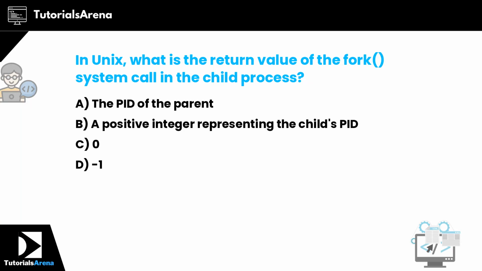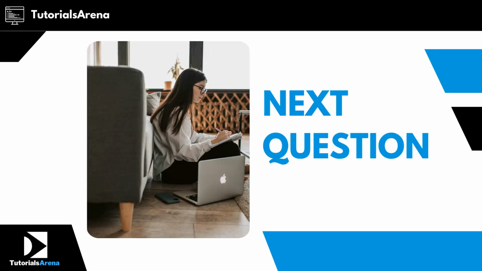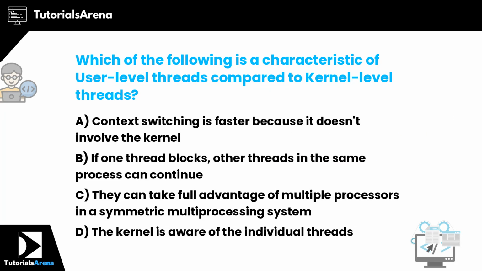In Unix, what is the return value of the fork system call in the child process? The correct answer is option C, 0. Which of the following is a characteristic of user-level threads compared to kernel-level threads? The correct answer is option A, context switching is faster because it doesn't involve the kernel.